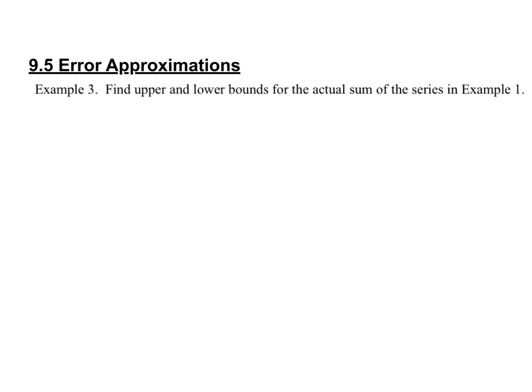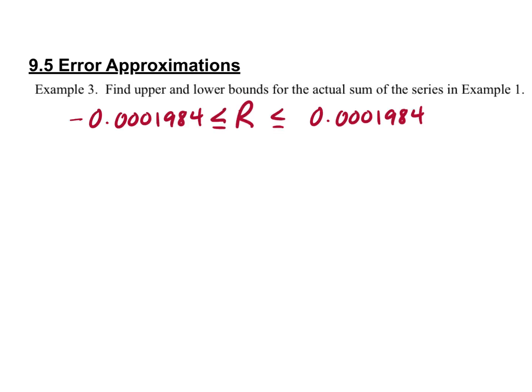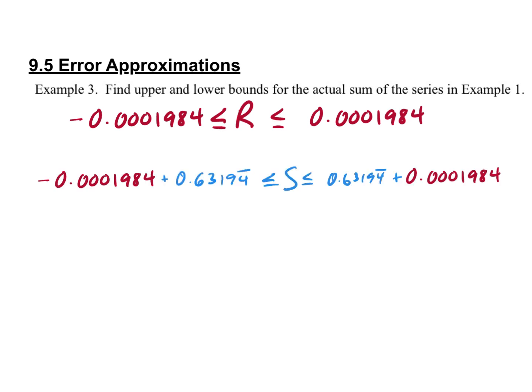Intuitively, that shouldn't be that challenging. So my remainder lies here, right? At the upper end, it's 0.001984. The lower end, it's negative. So I'm just going to add those two things to my partial sum, and that will give me my upper and lower bound. It will give me my interval for where the sum actually lies. And that's what this is. We found out that it was 0.63194 repeating, and so now I can create an interval for where my sum is.